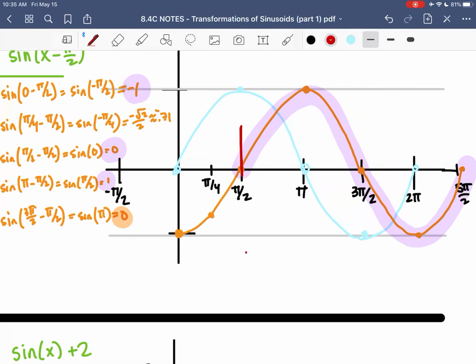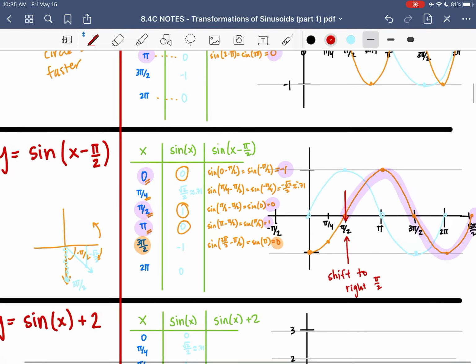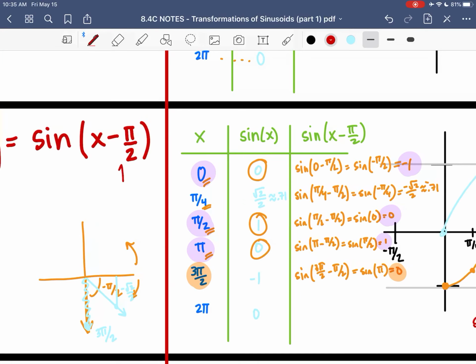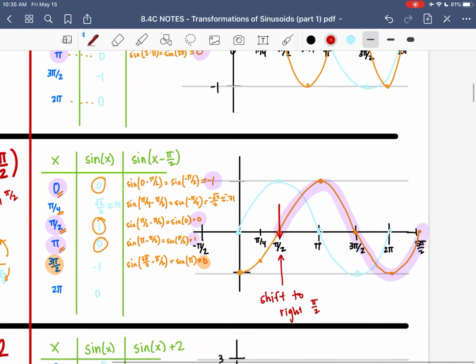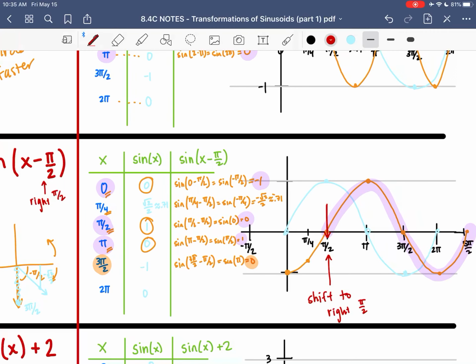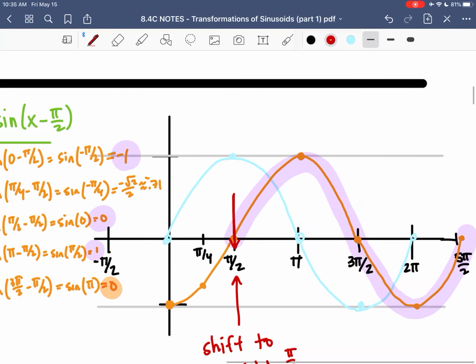How far over did it move to the right? It moved over pi halves. So this was a shift to the right, pi halves. How can we see that in our formula? Well, look right here. We had that minus pi halves. Remember when it's right next to the x, it goes the opposite way that you think it should. But x minus pi halves is a shift to the right, pi halves. So we just picked up our sine function and shifted it over pi halves.